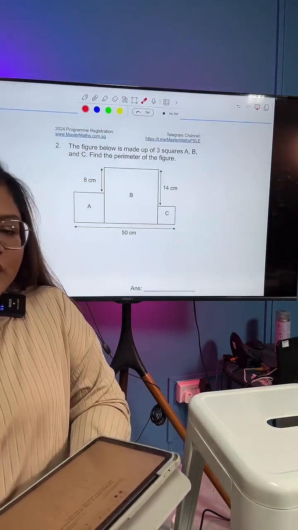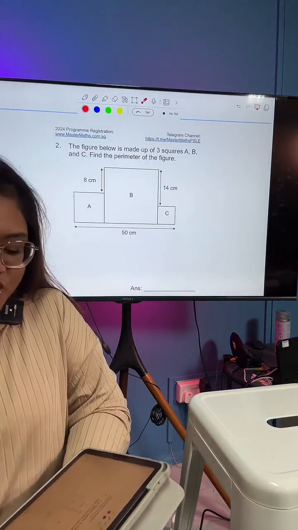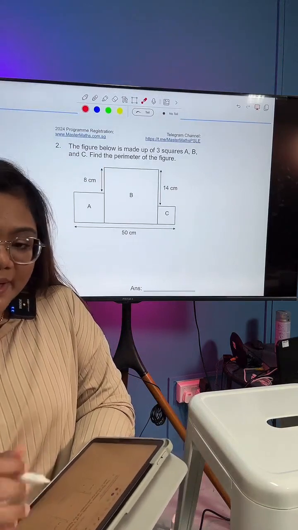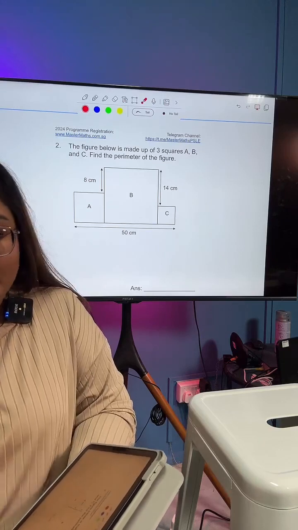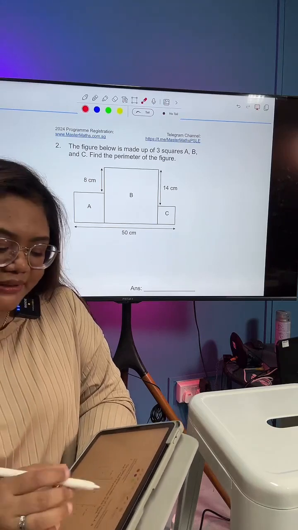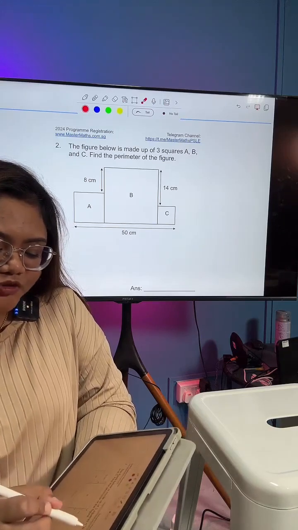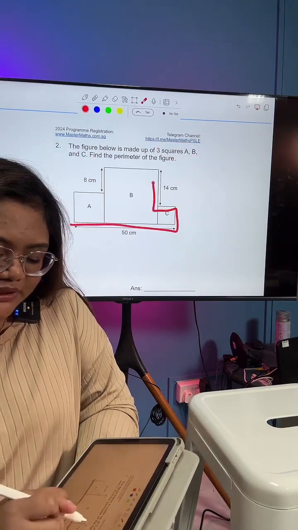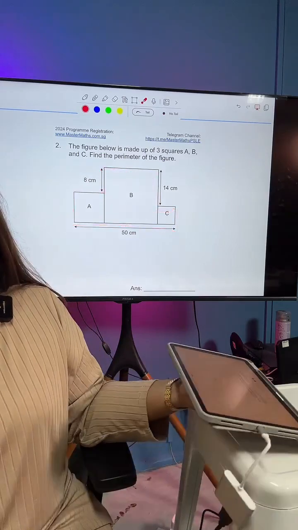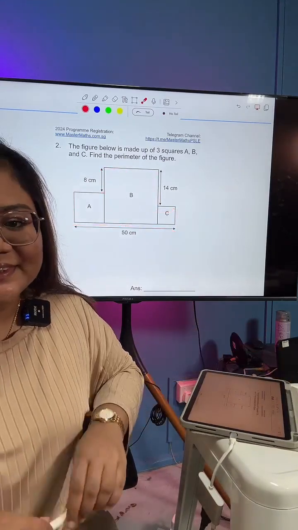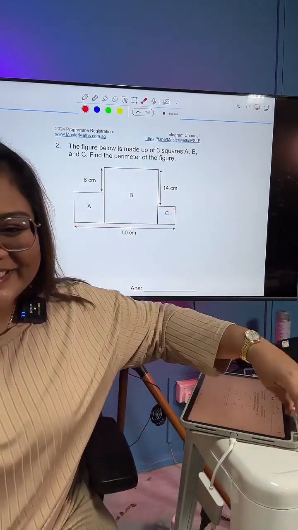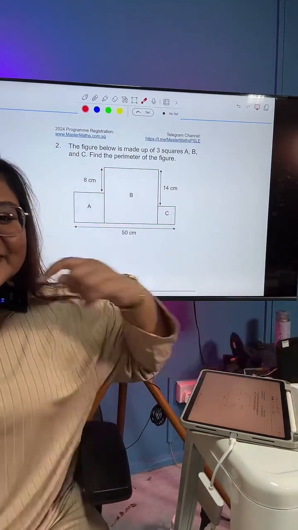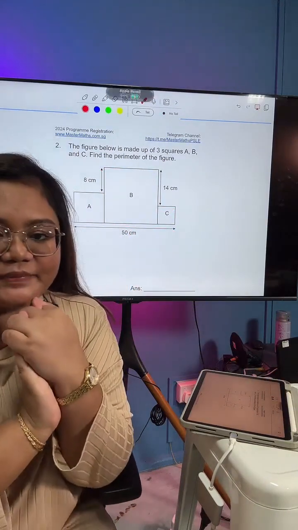Question number 2 is also on spatial visualization. We have to compare the lengths, the technique of comparing lengths here, yeah? So let's try this next question. The figure is made up of 3 squares A, B, and C. Find the perimeter of the figure. Okay, everybody try this. All right, everybody try this now.